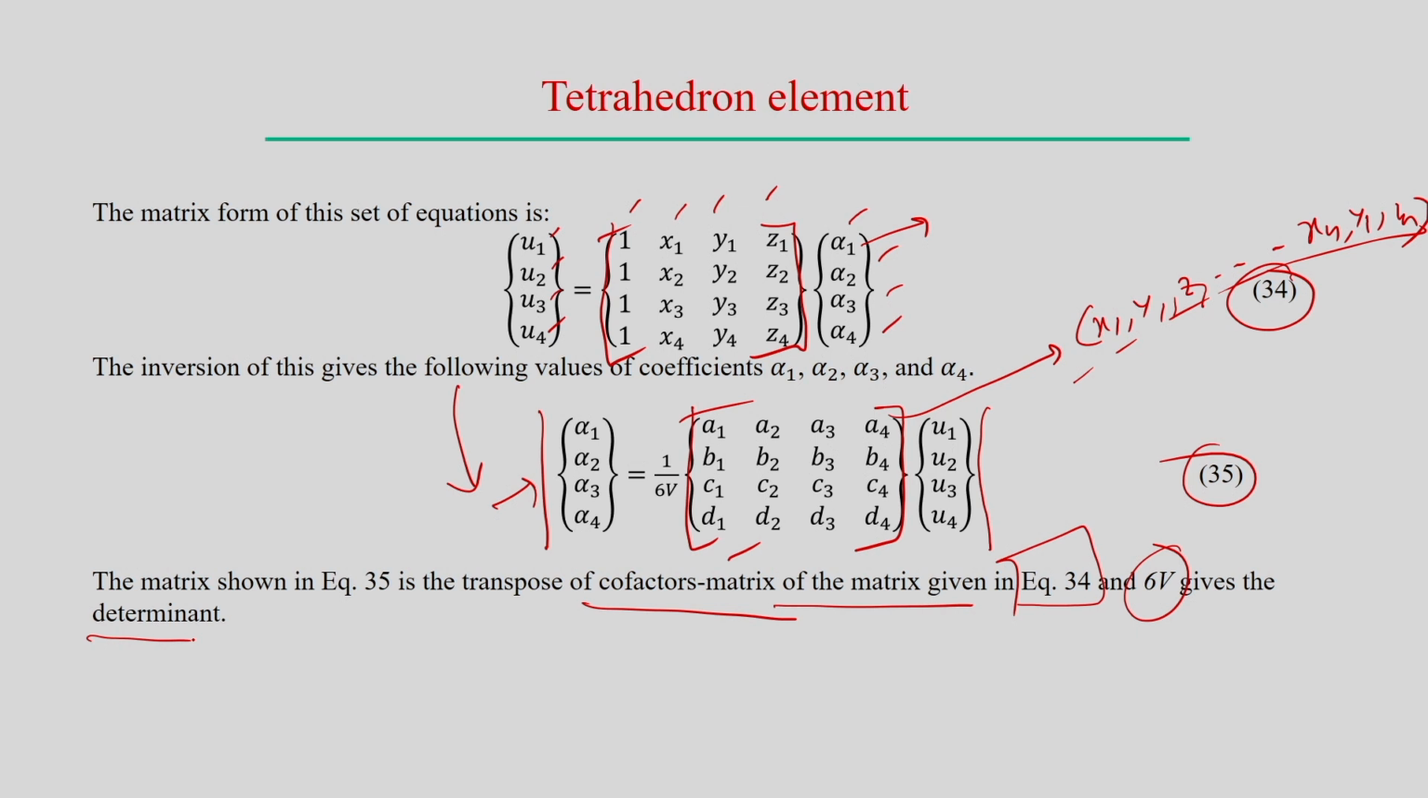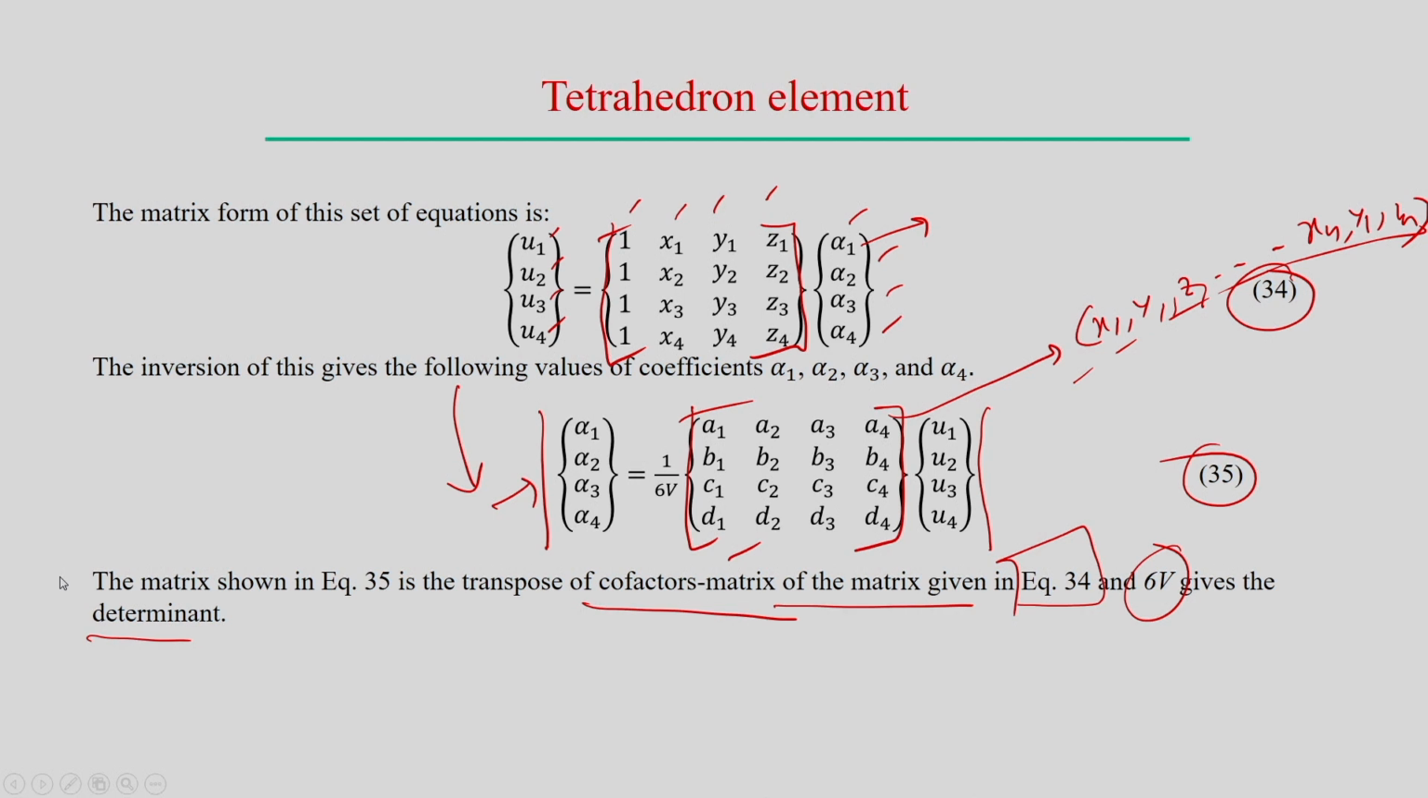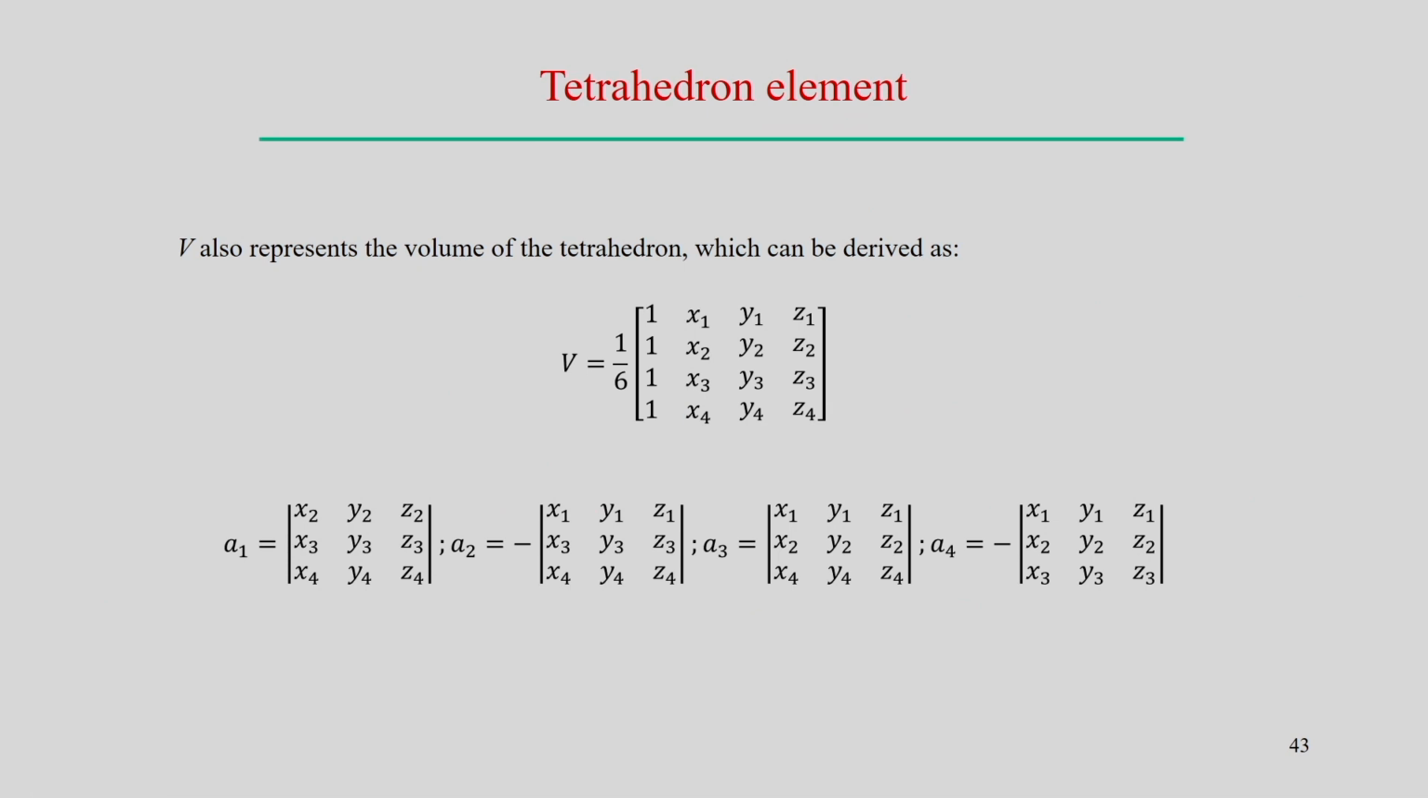If we perform these further matrix operations, it is a simple way to find the inverse of this matrix, and we will get these variables. Now V represents the volume of the tetrahedron. In the physical interpretation of V, we have written 6V there, but V indicates the volume of the tetrahedron. The expression of V is 1 by 6 times the determinant of the matrix with rows 1 x1 y1 z1, 1 x2 y2 z2 and so on. So V represents the volume of the tetrahedron, which can be derived in this particular form.